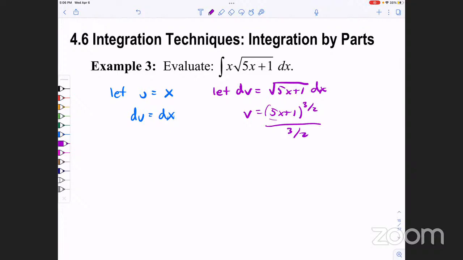So I think we need to divide by 5. So I'm going to say times 1 over 5. Now when we take the derivative, the 3 halves come down and they cancel. We get our 1 half in the power. So we get 5x plus 1 to the power of half times 5, and then they cancel each other out, right?